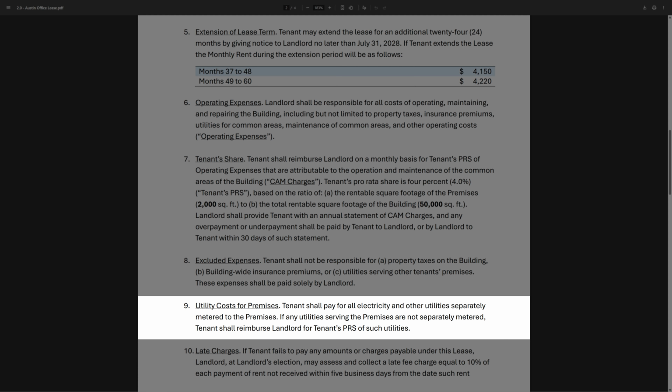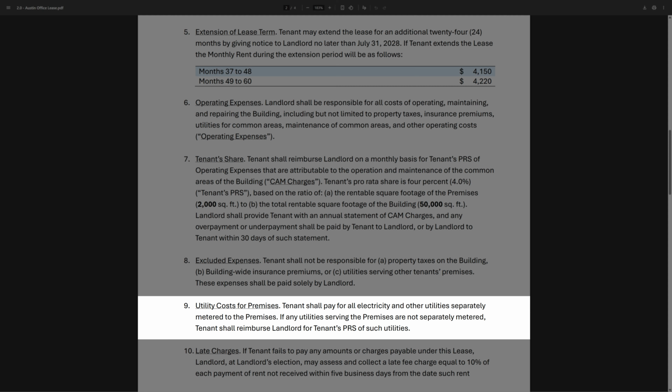But if the utilities are separately metered, and we pay the utility company directly, then these are not even a non-lease component that will result in variable lease costs under ASC 842. They would not be a payment between lessee and lessor, so ASC 842 does not apply at all. We'd simply treat them as any other operating expense.